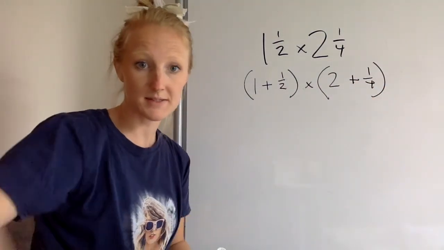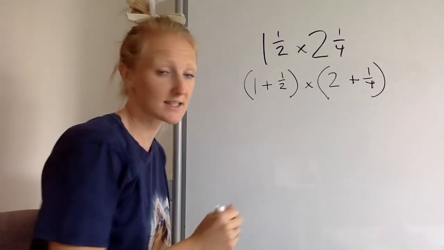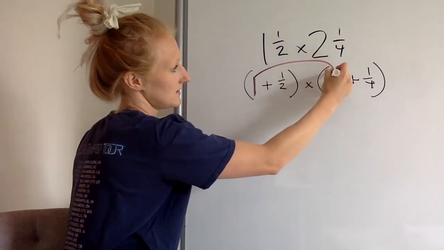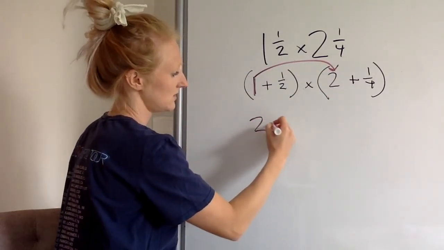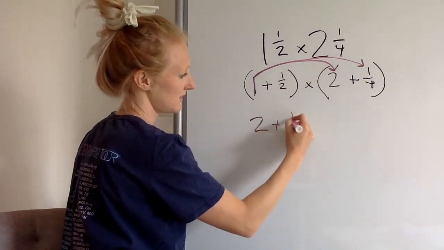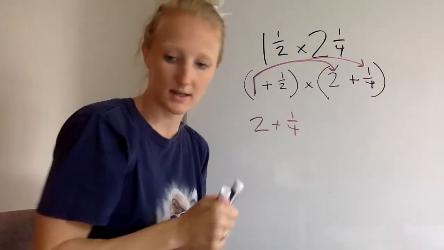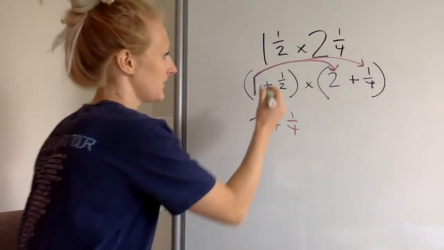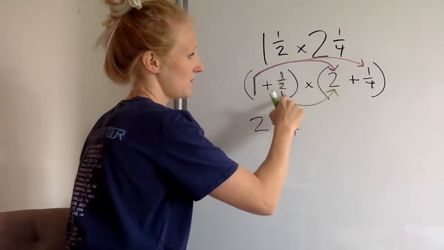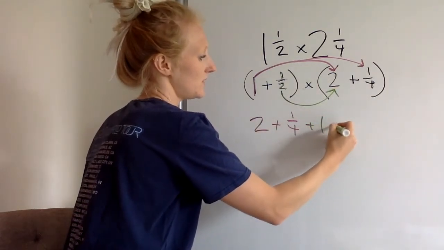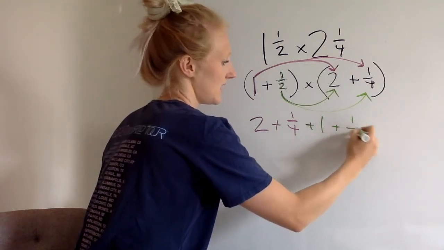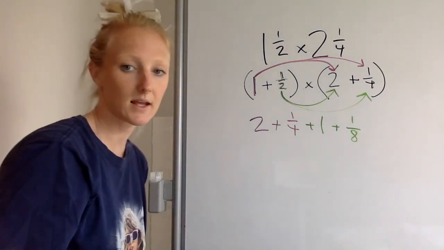Now remember, mama's got to kiss both the babies, dad's got to kiss both the babies. So I'm going to do mom 1 times 2 is 2, plus mom's got to kiss the other baby. 1 times 1/4 is 1/4. And then dad's got to come in here. 1/2 is dad. He's going to kiss this baby. 1/2 times 2 is 1 whole. And 1/2 times 1/4 is 1/8. And then I can go ahead and solve.